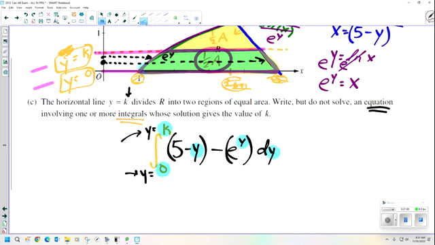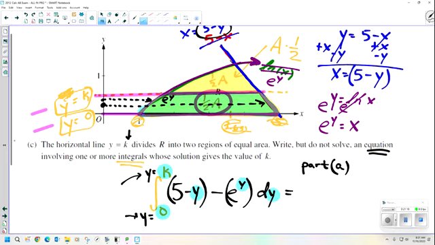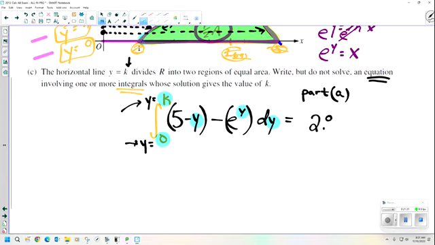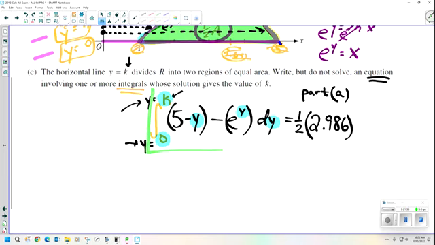So when I set that equal to something, if I look at part A, what was the area under the curve? 2.986. I don't want that equal to 2.986. This should represent half, right? K should split it in half, so it's 1/2 times that. Now I have a legit, this is the thicker one, expression where I can solve for K if I need to.